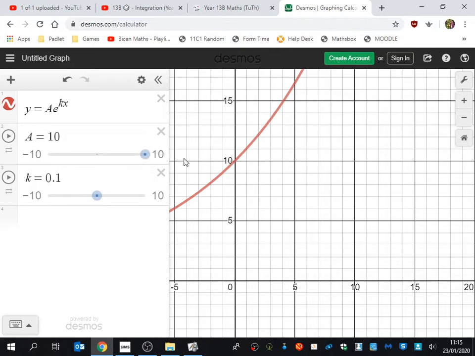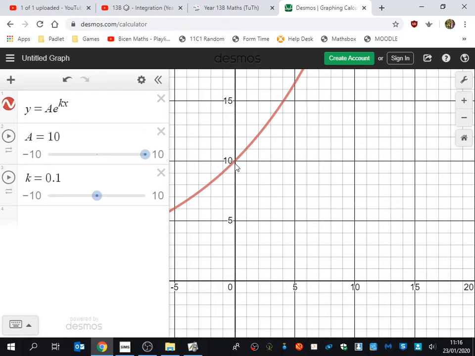Let's say that A is equal to 10. Let's try and interpret that. The current population. Whoa, whoa, whoa, too many people at once. What do you say, Hamza? Or Ronak? The current population. It's not the current population. It's the initial population. Look, the x-axis is the time axis. When the time is zero, the population is 10.